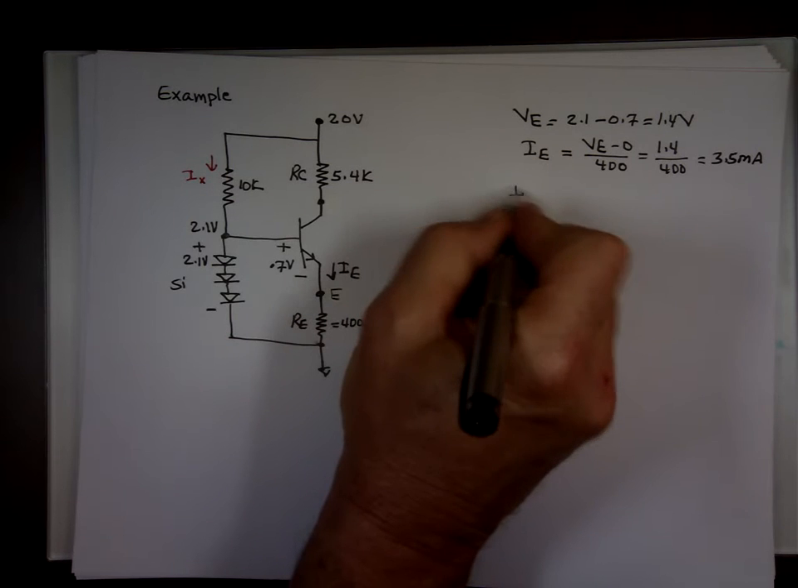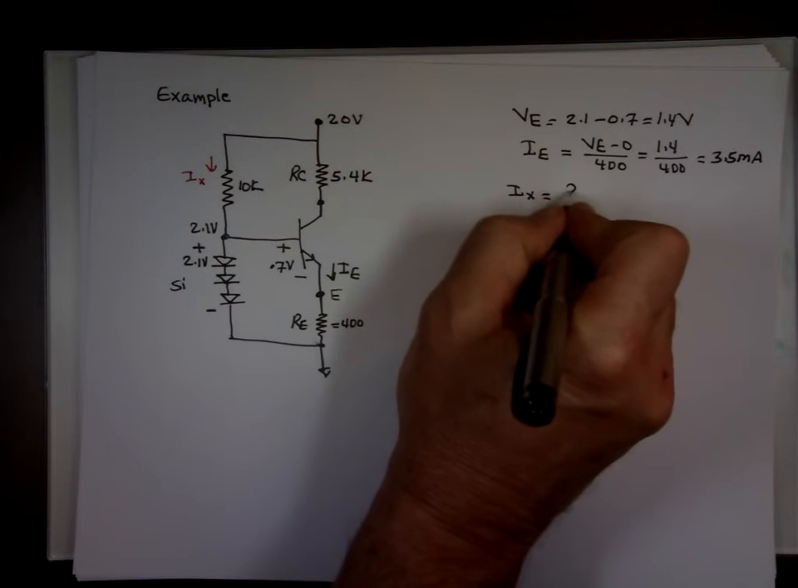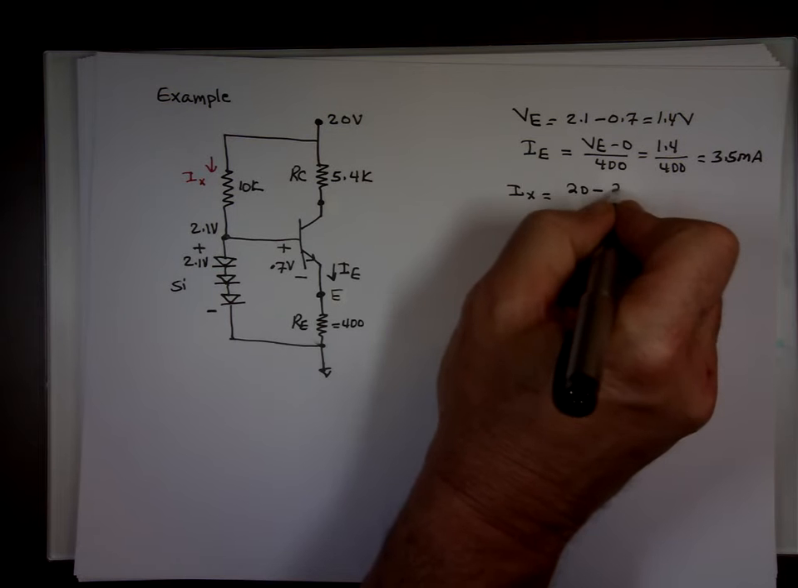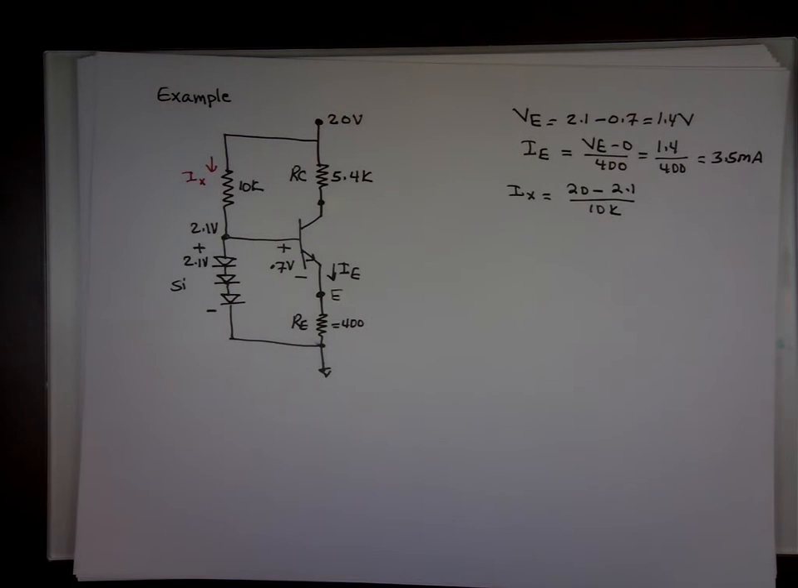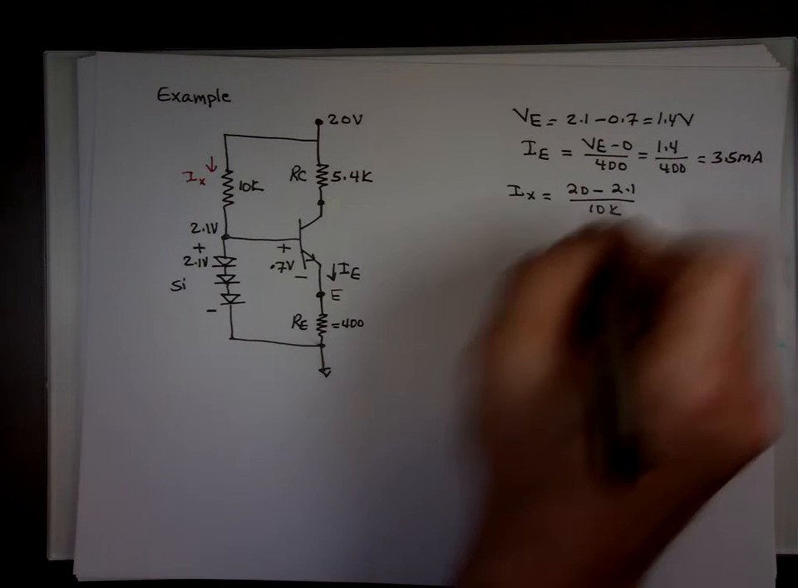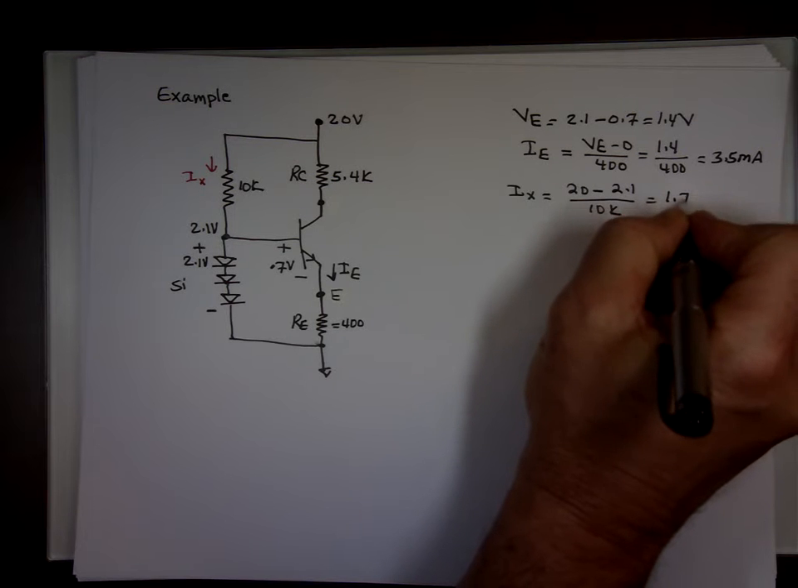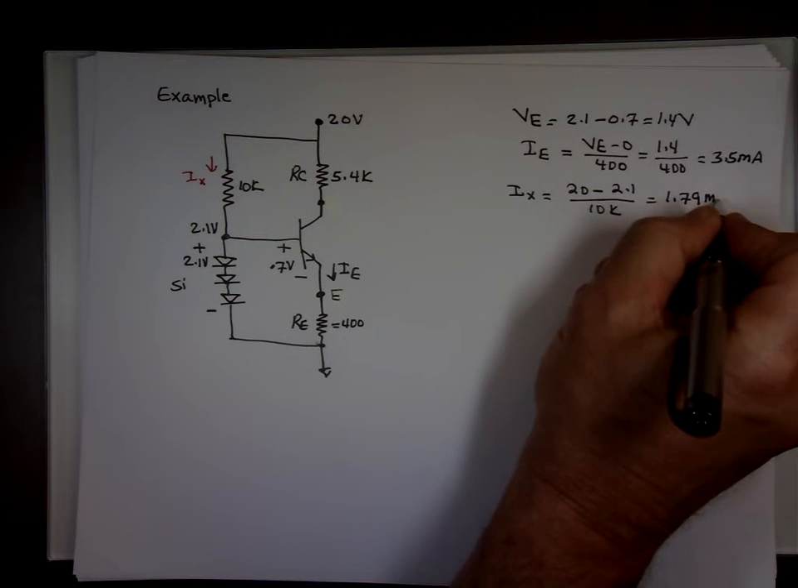Well, I sub x is going to be what? 20 minus 2.1 divided by 10K. What's that? 17.9? 20 minus 2.1, 17.9 divided by 10. That's 1.79 milliamp.